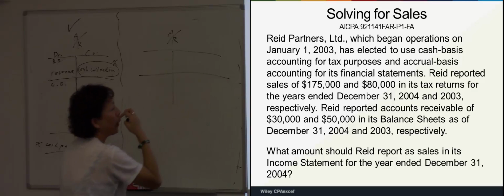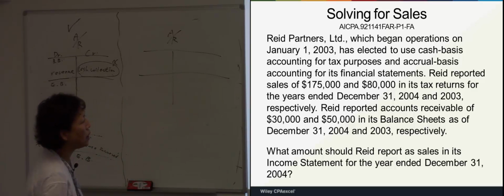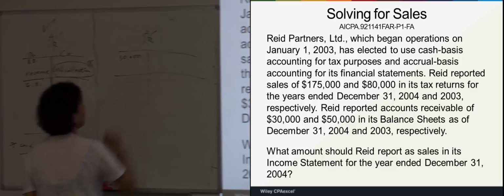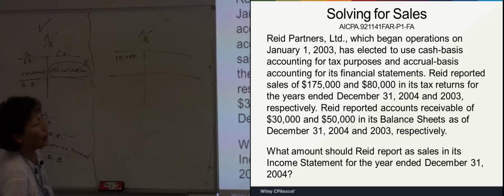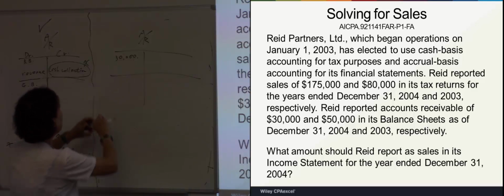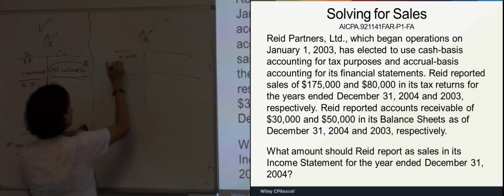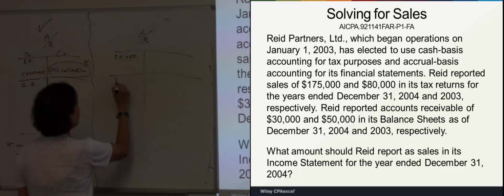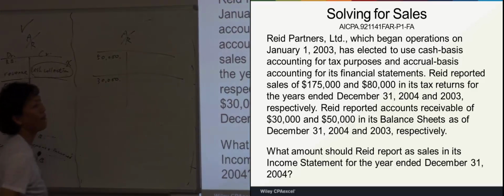Accounts receivable, the beginning balance is how much? 50,000. So we put 50,000 on the left side. The ending balance is 30,000. We also put it on the debit side. And what else?